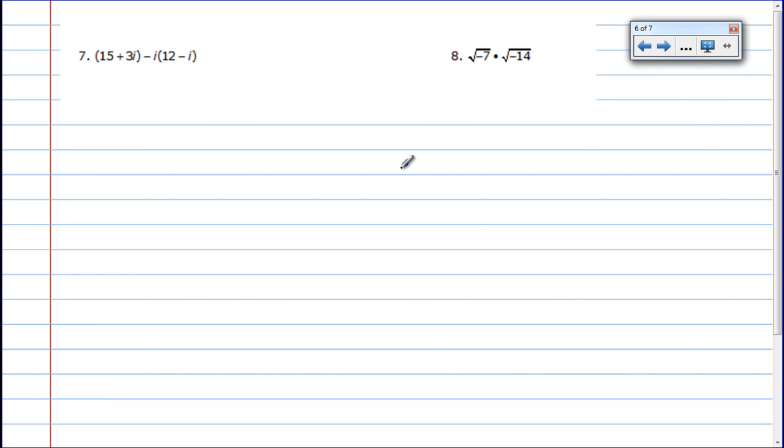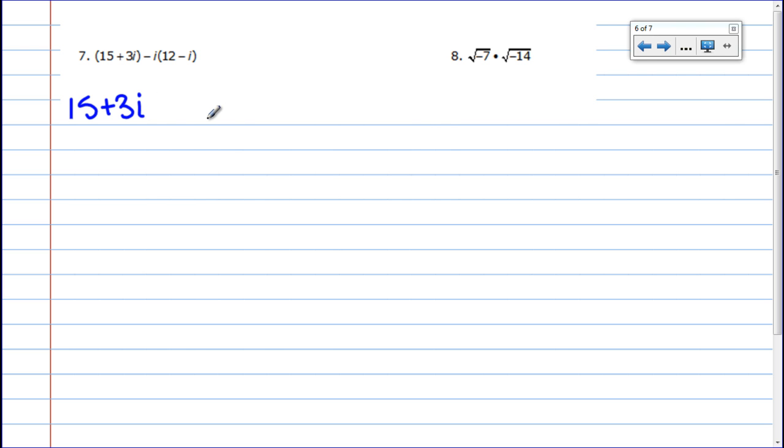So last two, I apologize, these are not the last two. Two more. So number 7 here is two complex things being subtracted from each other, but there's an i in front of the second one I'm going to have to distribute. So this becomes 15 plus 3i.